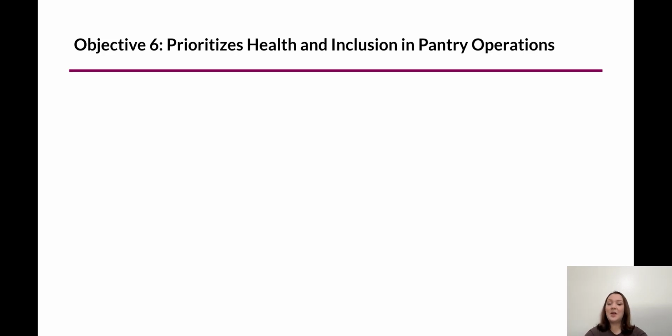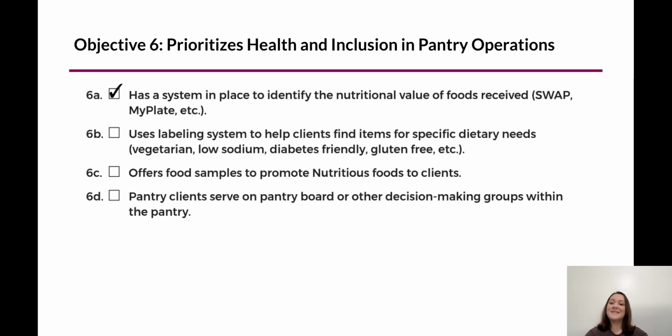This objective is all about prioritizing health and inclusion. This objective looks at the pantry's efforts to not only provide nutritious food options, but also foster a welcoming, inclusive environment for neighbors, team members, and the community as a whole. There are 7 sub-objectives that make sure the pantry supports health and inclusion in the pantry setting. We begin with Section 6A.